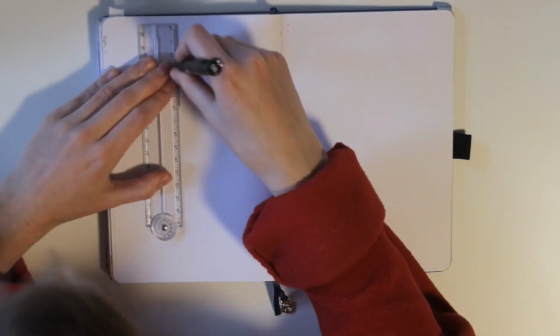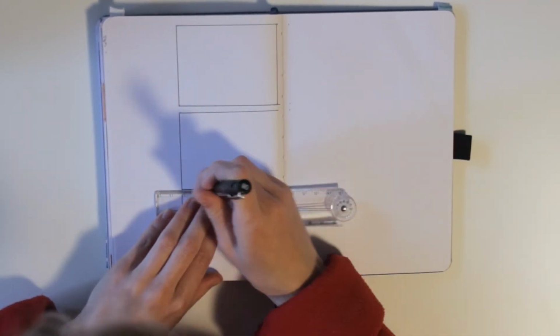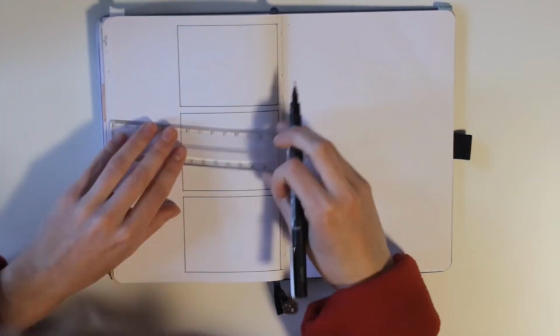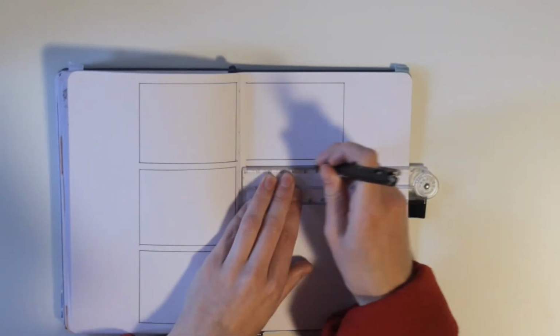And then my next weekly spread, like I said, I was gonna do a few different layouts for each week. So this is a similar layout that I did for my October weekly spreads. I really like this layout because there's a lot of space where you can make doodles and stuff, which I really like doing.